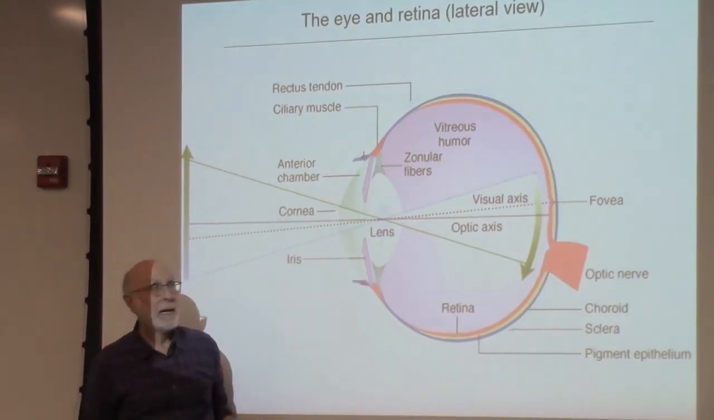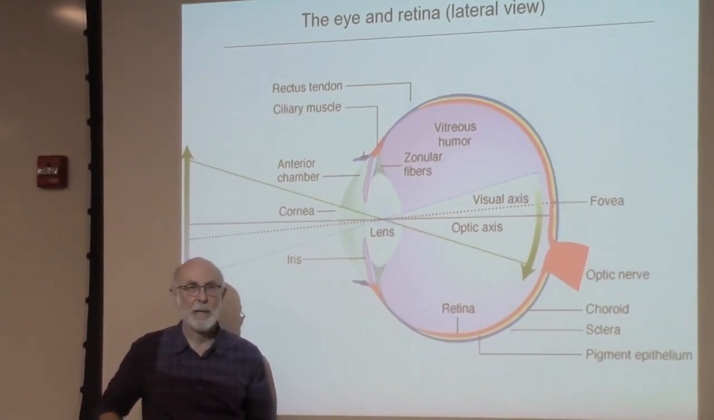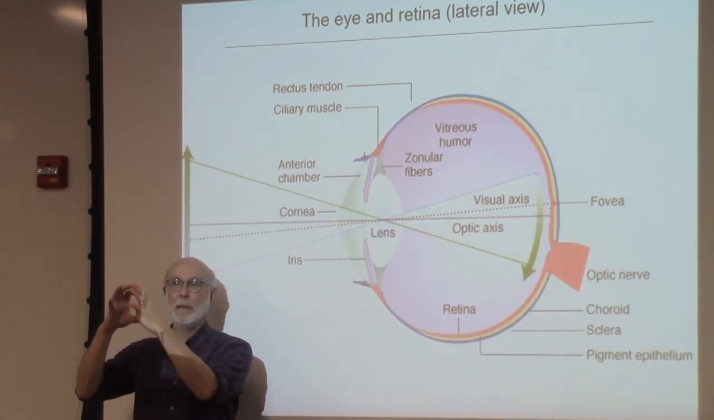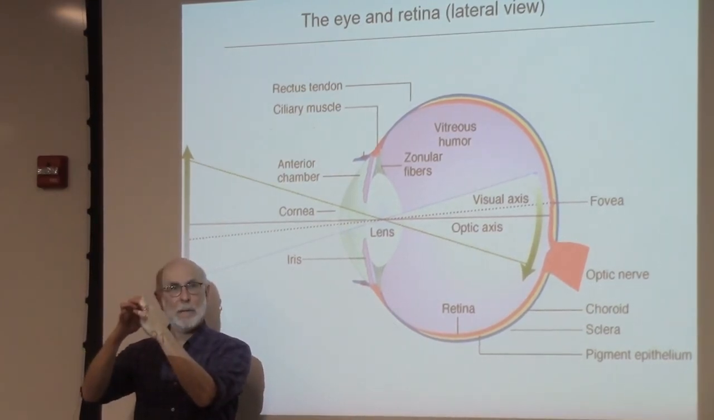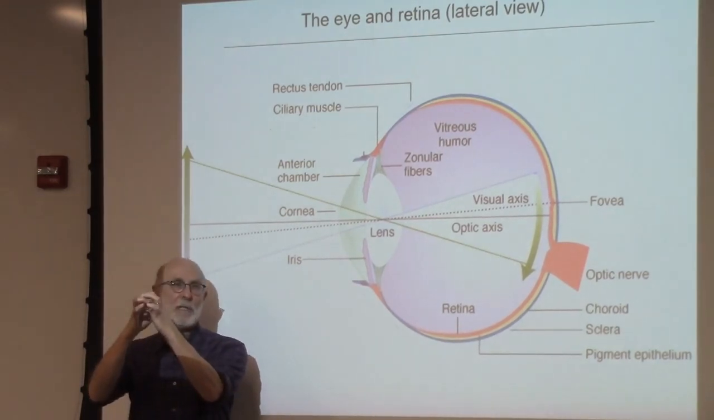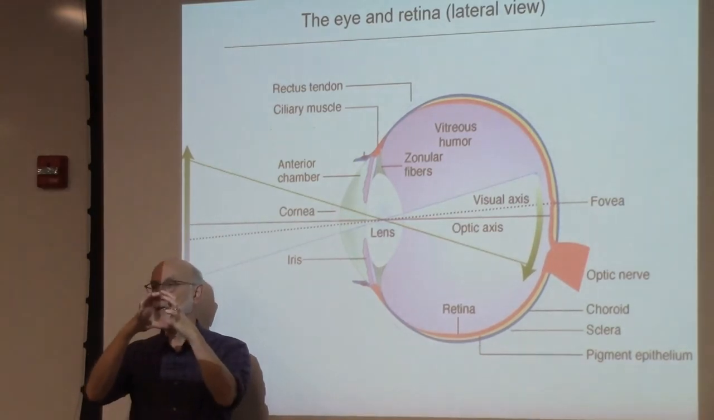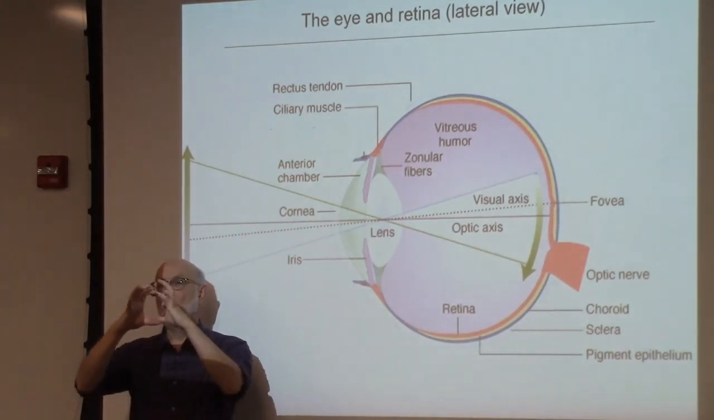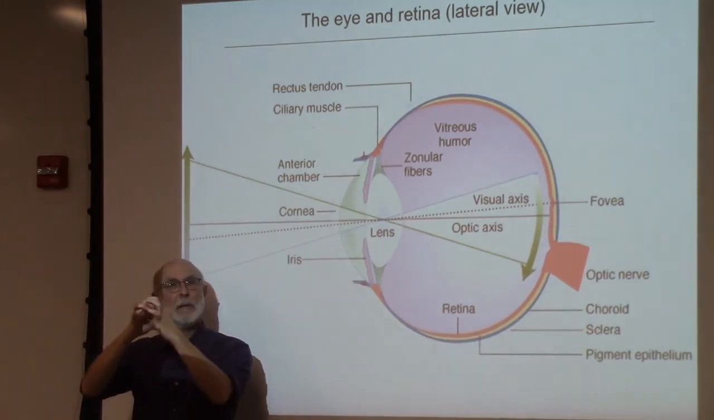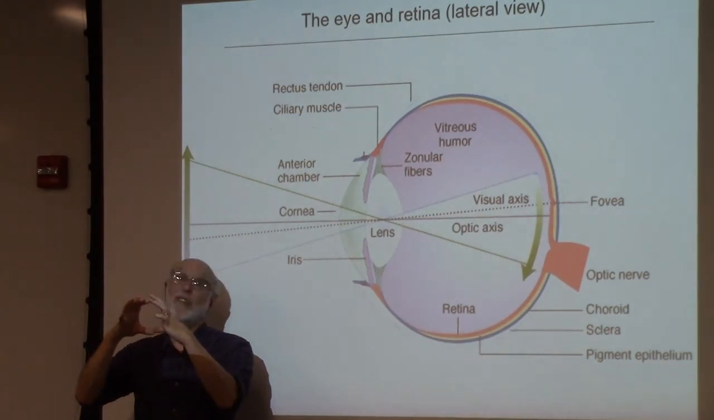The iris is a circular muscle. It can dilate and it can constrict. When it constricts, less light gets through the pupil because it's smaller, and when it dilates, more light gets through the pupil because it's bigger. So this is the iris. My fingers are the iris, constricting, dilating. Circular muscle. It's a sphincter.